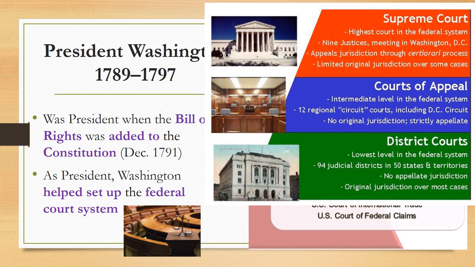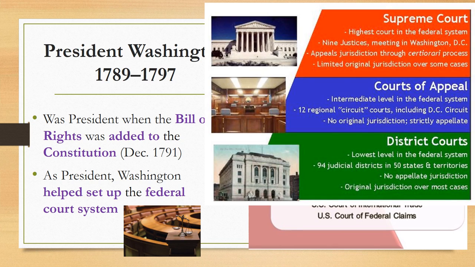If your case is important and a crucial decision, it will move up to the 2nd tier, which is the Courts of Appeal. This is the 2nd federal court, a higher level. It's the intermediate level in the federal court system. It has 12 regional circuit courts, including the D.C. Circuit, and there is no original jurisdiction, and it is strictly appellate.